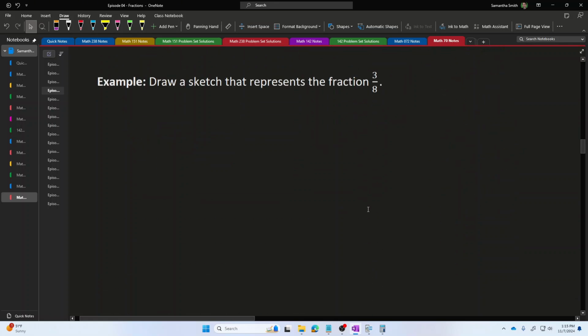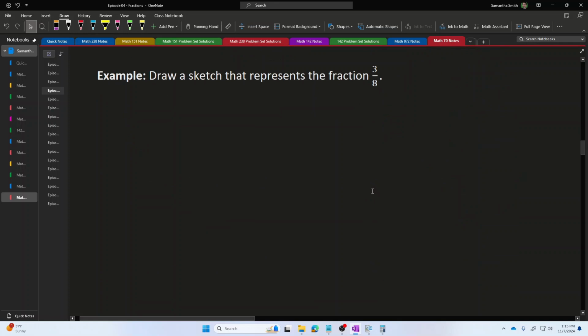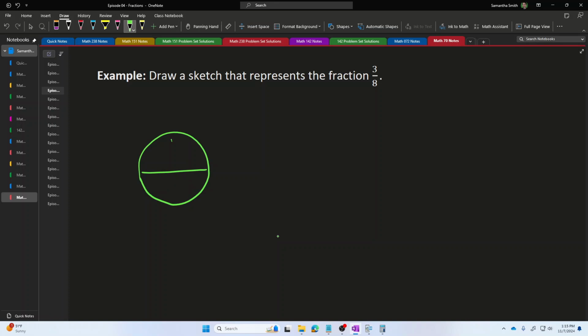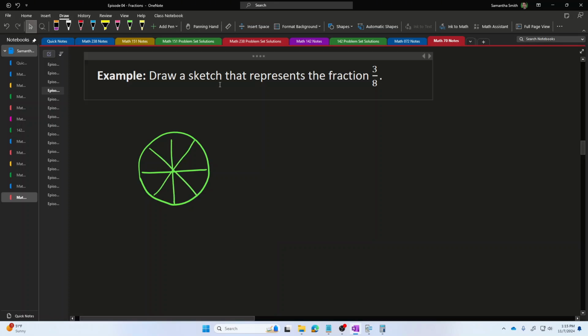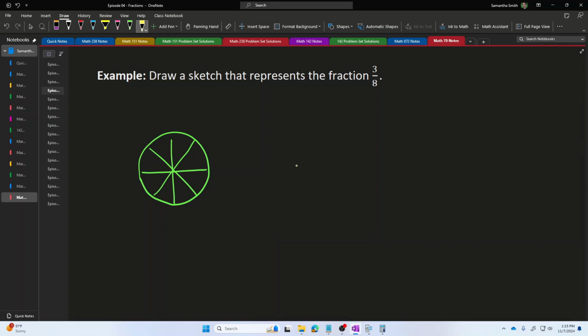Okay, and one more example, draw a sketch that represents 3 out of 8, 3 over 8. I could, for example, take a circle and split that circle into 8 pieces because 8 is my denominator. And then I am allowed to take 3 of those pieces, 3 of those 8 pieces that I have made. So 3 over 8, 3 out of 8. This portion of an object is what is represented by the fraction 3 over 8.